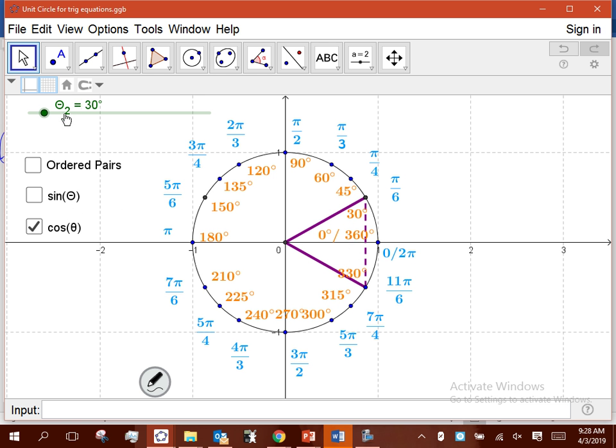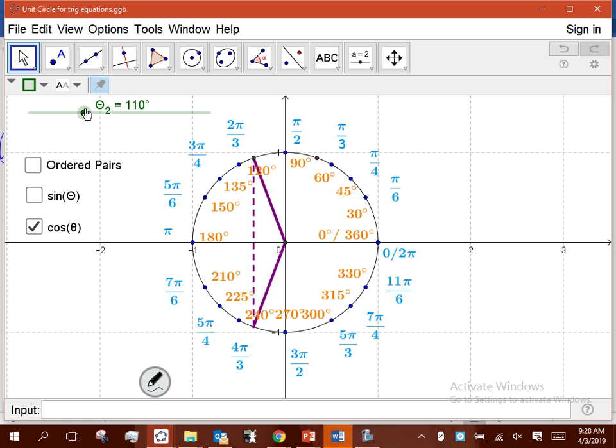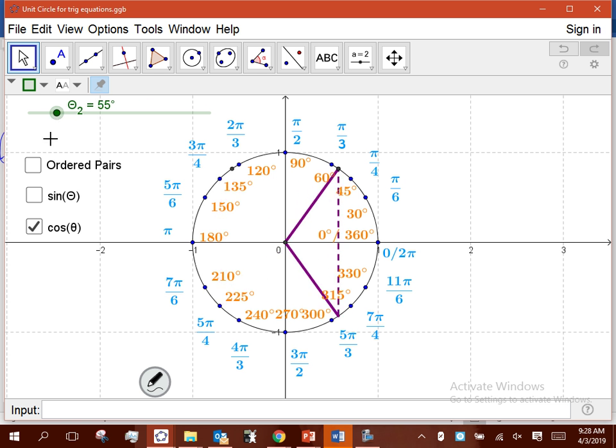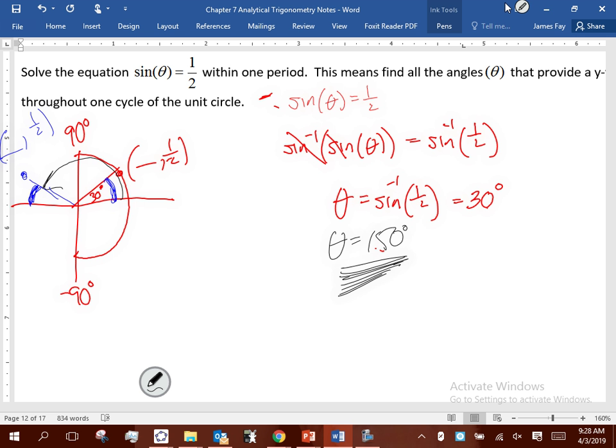And you can change it, you can move that around, and it always pairs up those two angles that you need for cosine. Okay. I don't have tangent in here yet. I don't know if I'll put tangent in there. Tangent's just a little bit more involved. Okay. So those are our two solutions, 30 and 150. Does that make sense to everybody?